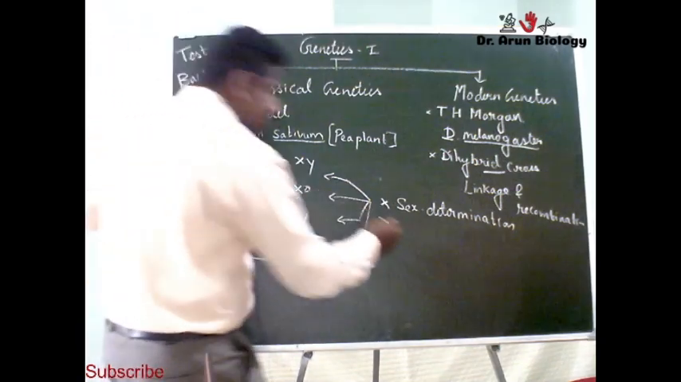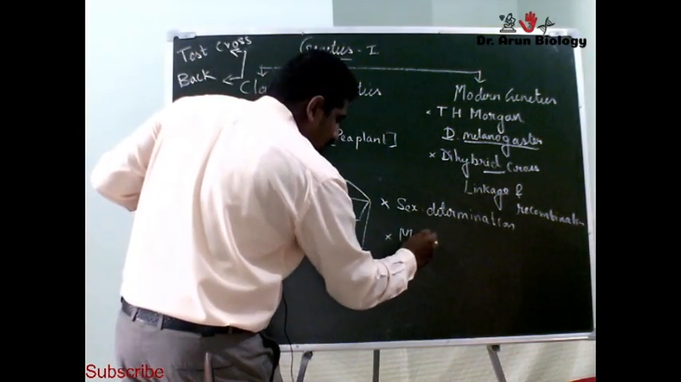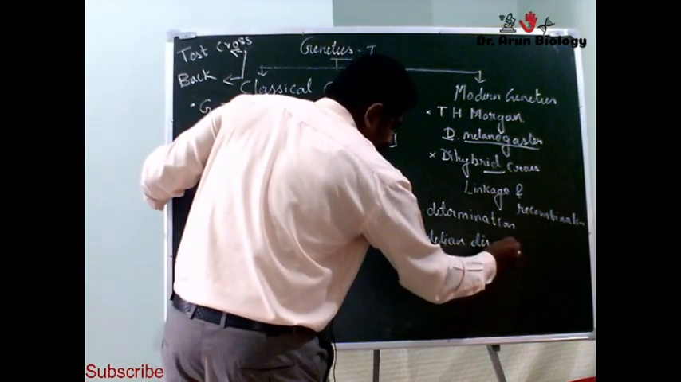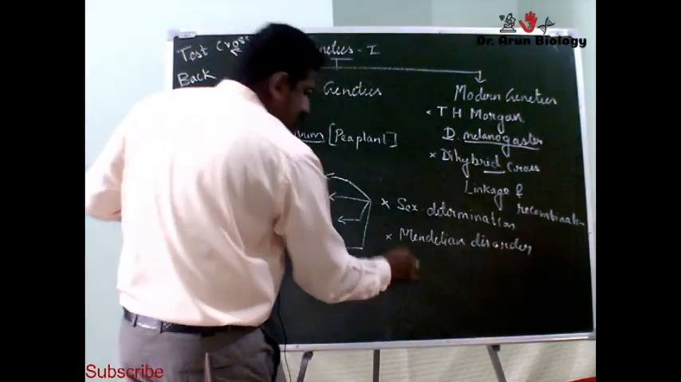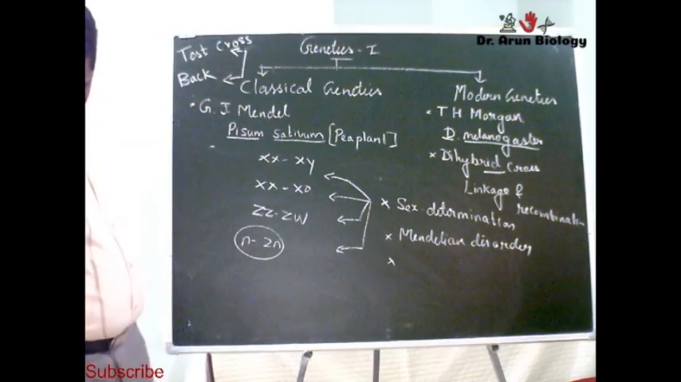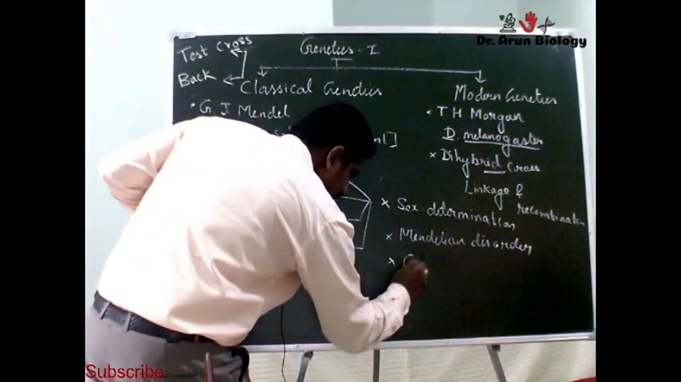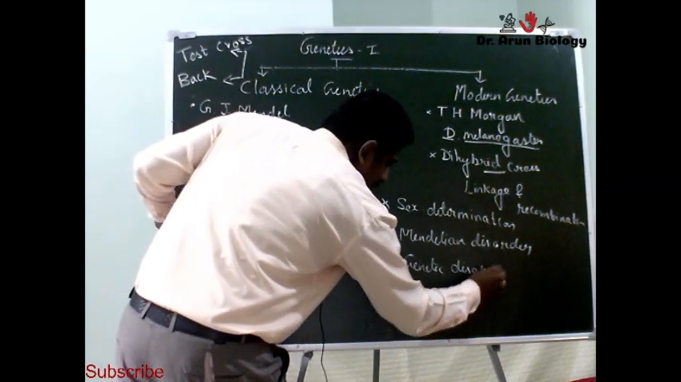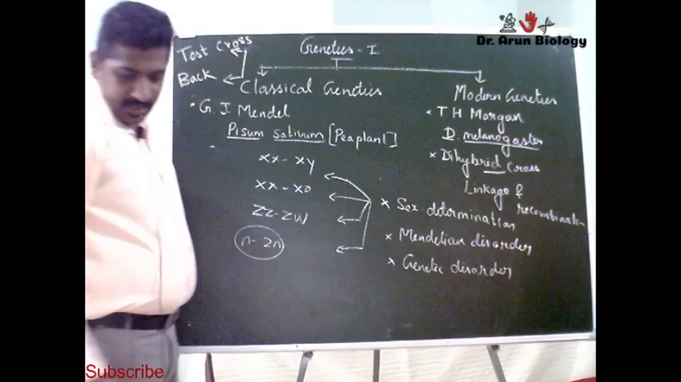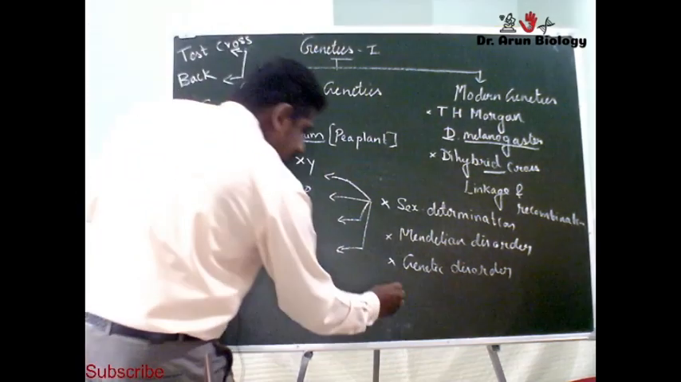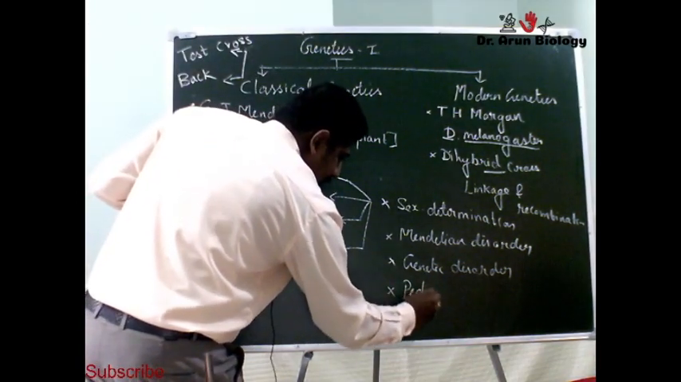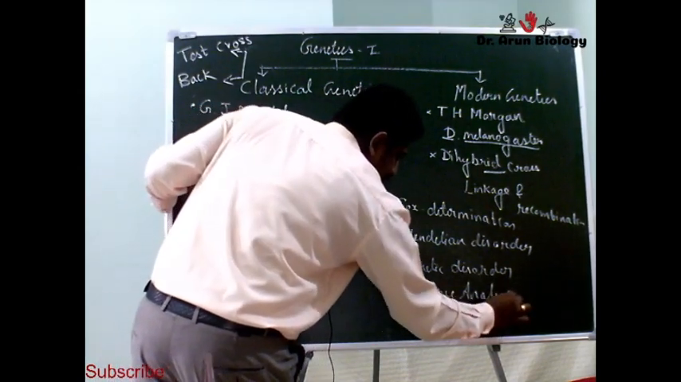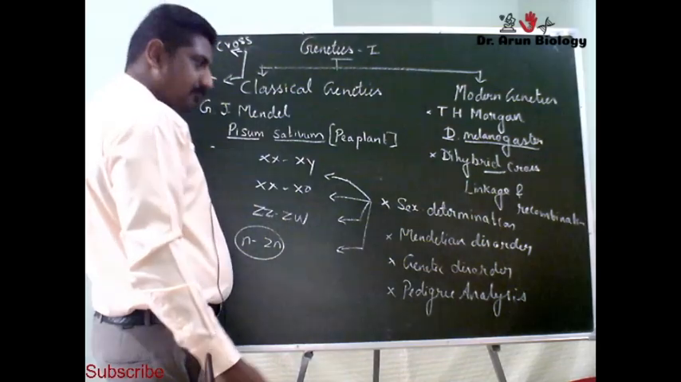Apart from it, we are going to discuss Mendelian disorders. After discussing Mendelian disorders, we are going to discuss genetic disorders. Very interesting topics, and you will love to learn these topics. And apart from it, there is the concept of pedigree analysis. So these are the topics that lie for us in case of modern genetics.